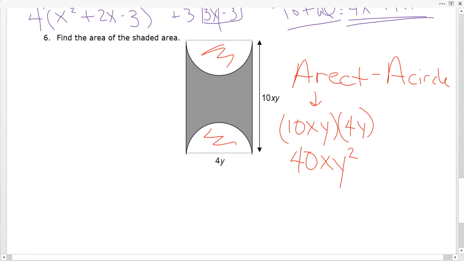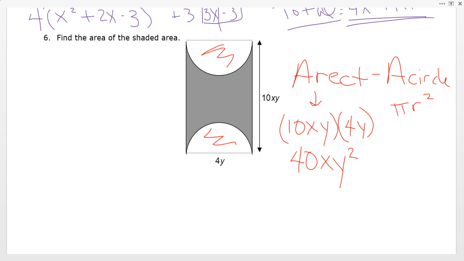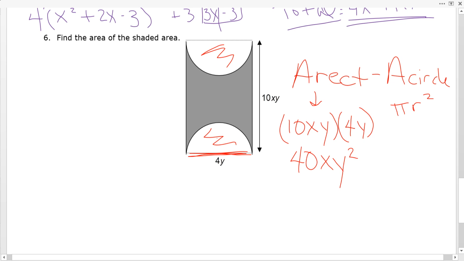Is that the area of a circle? Yeah. Wow. I have to think about that for a minute. So it's going to be pi r squared. And I'm not going to worry about what pi is because I don't know what r is or anything else. Okay, so what's the radius of the circle? If this is the diameter, then the radius is going to be half that. So the radius is going to be 2y.